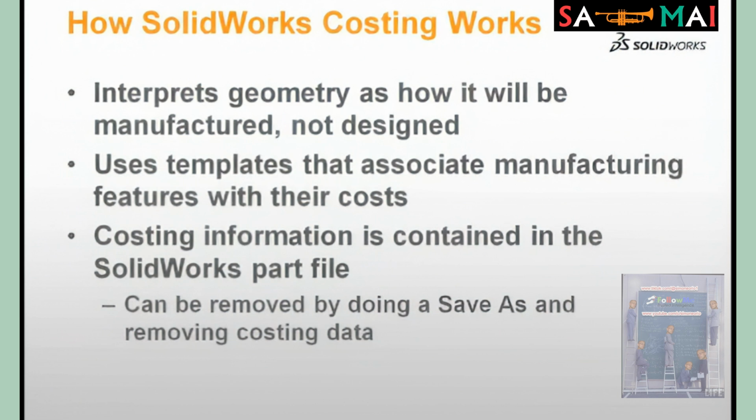The costing information is contained inside the SOLIDWORKS part file. So it's all in one place. You don't have an extra database out there. It looks at it the first time, then adds it into costing, so it stays in there with it. So the problem is you can send that to a customer, and then they would have all your costing information. So SOLIDWORKS thought about that. So you can remove that by doing a save as, and then choosing to remove the costing data. I'll show you where that's at here momentarily.